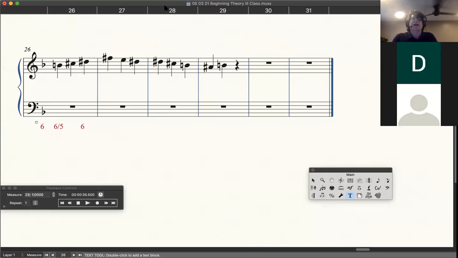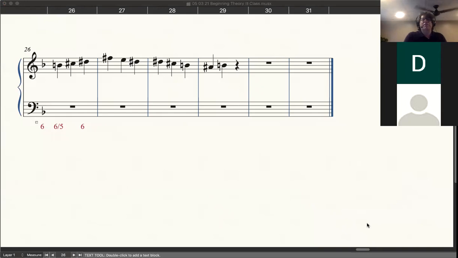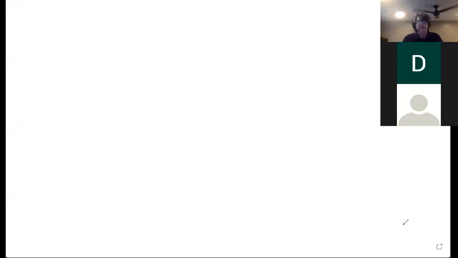And I will write this on our whiteboard. One kind of modulation is what we call to a closely related key. And sometimes we go to foreign keys. We're not going to go to foreign keys in this chapter. We're only going to do just closely related keys.